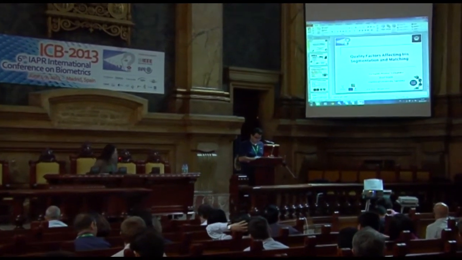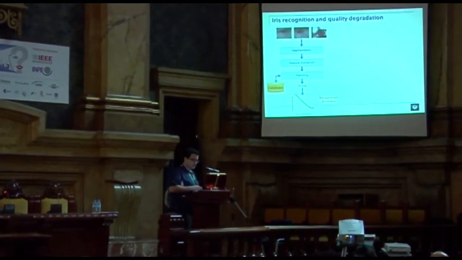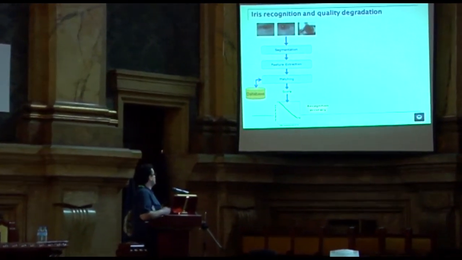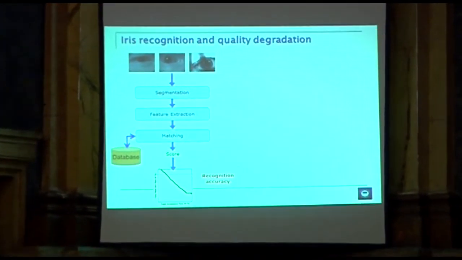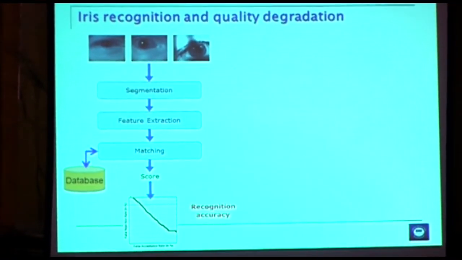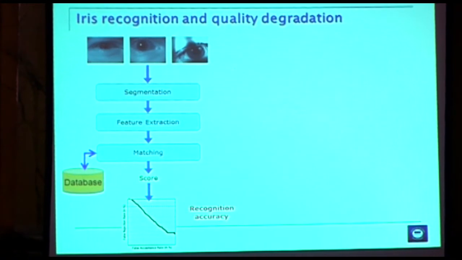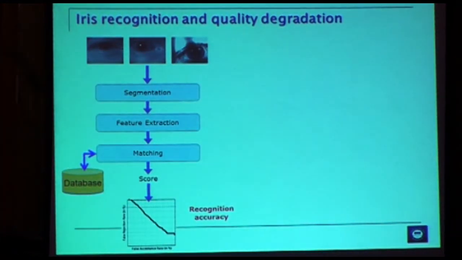Thank you very much for the introduction. Okay, so this is the traditional architecture of a biometric system, where the biometric signal is input here and travels through the whole system. And then you get here the recognition accuracy.